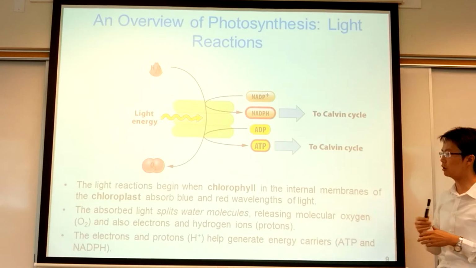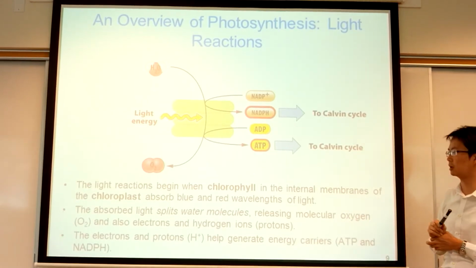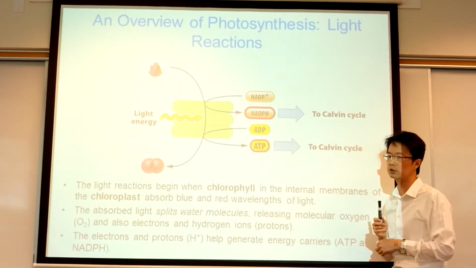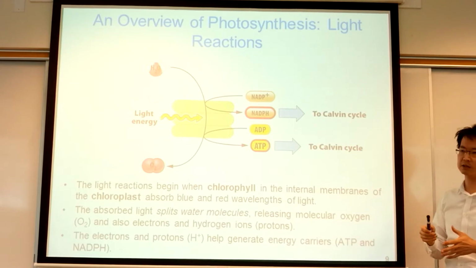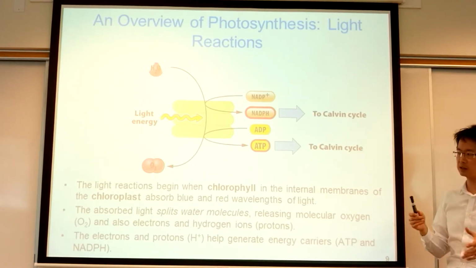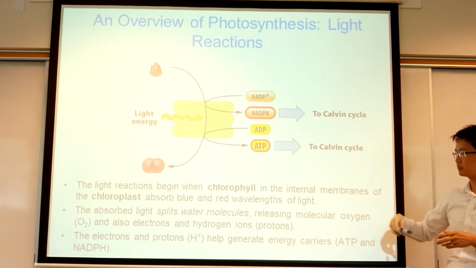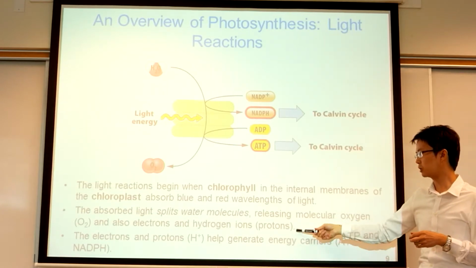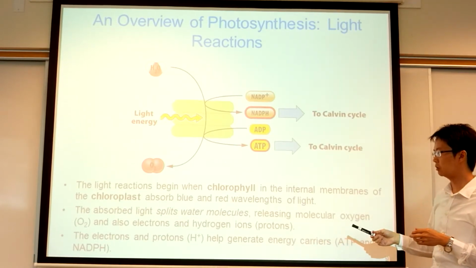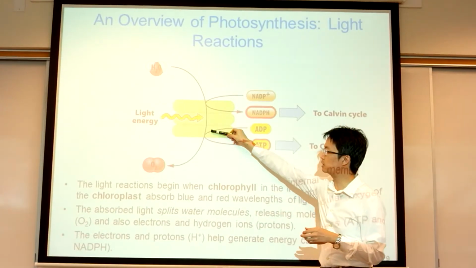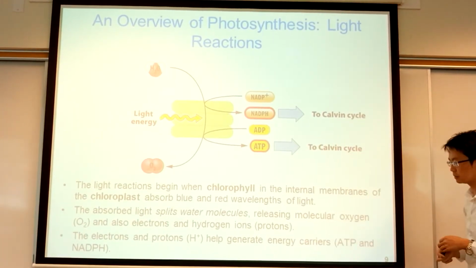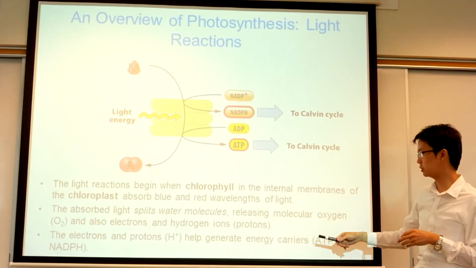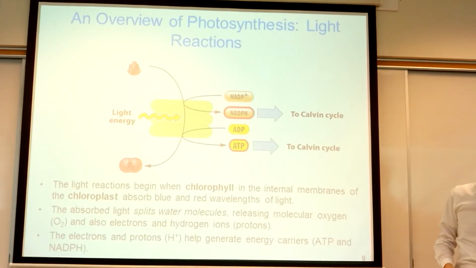So here it says that chlorophyll is in the internal membrane of the chloroplast to absorb blue and red wavelengths, so that the green light will be reflected. That's why we can see the leaves are green. And then the absorbed light will split water and release oxygen and hydrogen ions. Hydrogen ions, as I told you, will stay inside the thylakoid. And we use the hydrogen ions and electrons to generate ATP and NADPH.